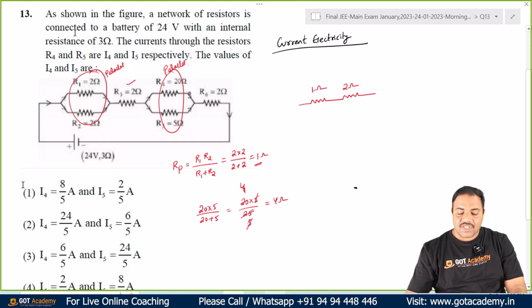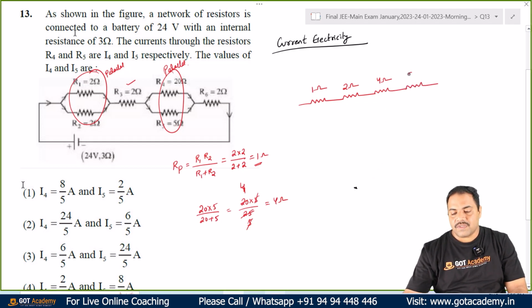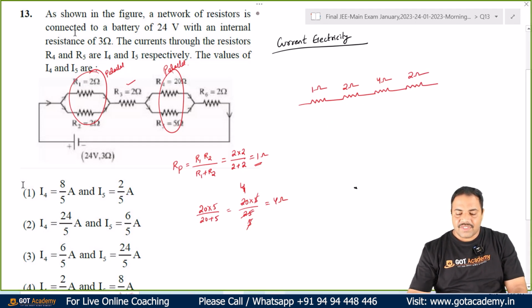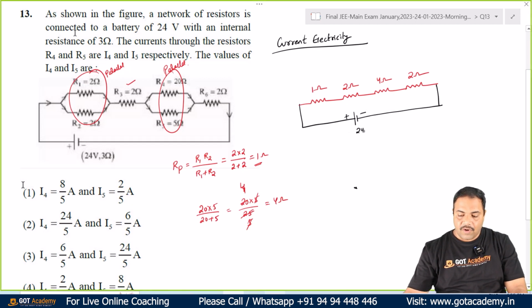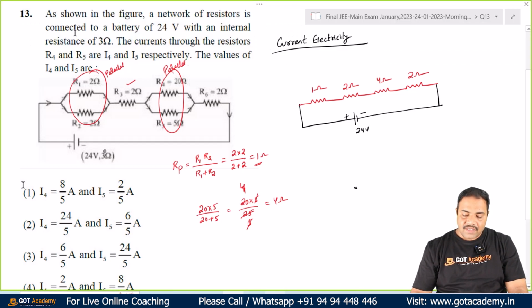So now the resultant of these two resistances in parallel will give you one more resistance, that is 4 ohms, which is in series with the remaining one. And the last one is again 2 ohms. So like this, we have 4 resistances in series, which is connected across a voltage source of plus minus 24 volts. Students, you have to be very careful that this voltage source has some internal resistance, okay? That is nothing but 3 ohms.